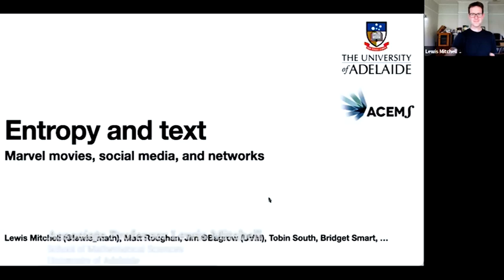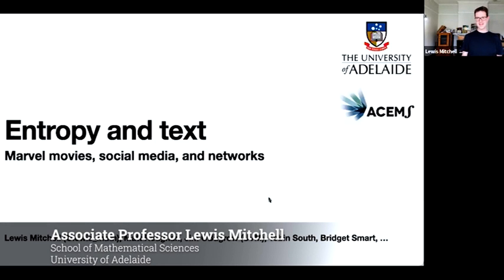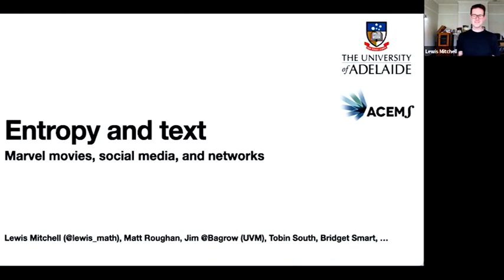Thanks, Alexis. So I want to talk about, it's actually not a new method, it's kind of an old method, but we're applying it in a new way. I want to talk about entropy and how we've applied that in a couple of different contexts to different sorts of text. The first one is kind of fun, it's Marvel movies, and I'll talk about an application to social media as well.